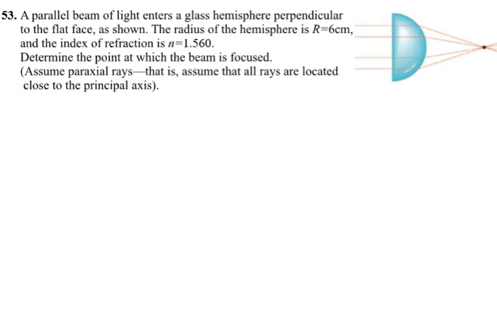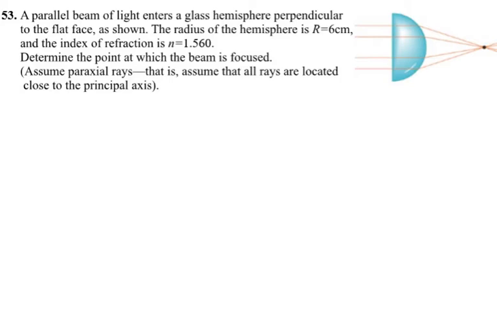In this question they say a parallel beam of light enters a glass hemisphere perpendicular to the flat face, as shown. The radius of the hemisphere is 6 centimeters and the index of refraction is 1.56. Determine the point at which the beam is focused. Also assume that the rays are paraxial, that is, assume that all rays are located close to the principal axis.